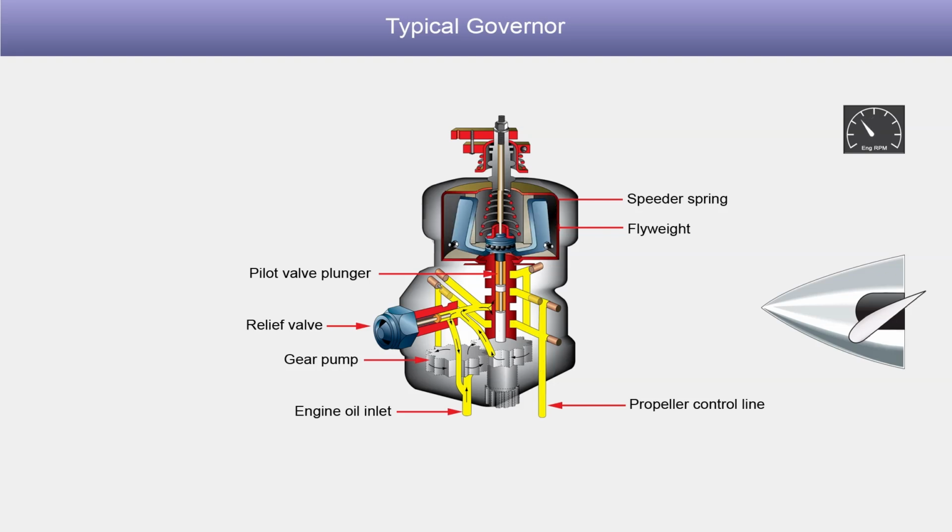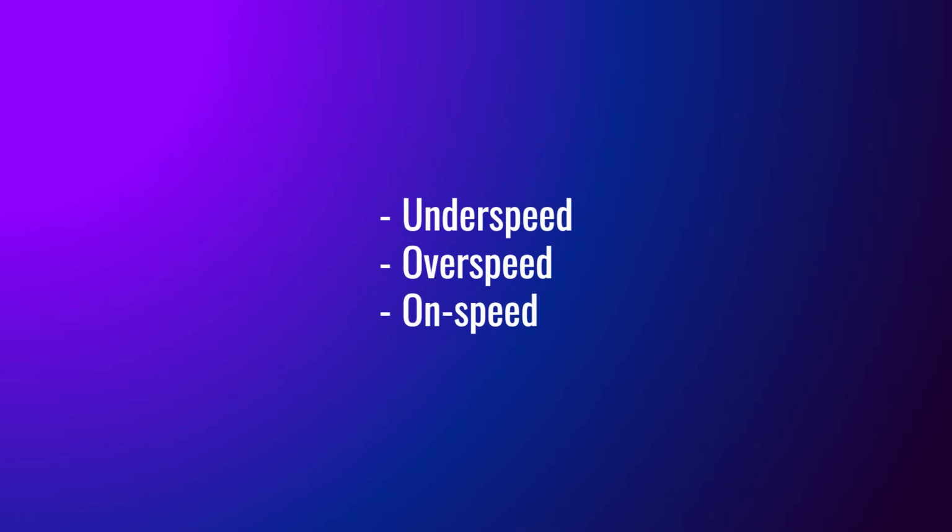Conversely, if RPM falls below the set value, the spring wins. The pilot valve meters high-pressure oil back into the piston, pitch decreases, and the engine accelerates. By constantly metering oil into or out of the propeller piston, the governor keeps the opposing forces in balance and holds the blades at the exact angle required for constant speed operation. The governor operates in three conditions: underspeed, overspeed, and onspeed.